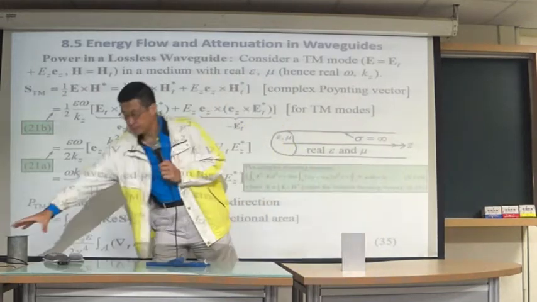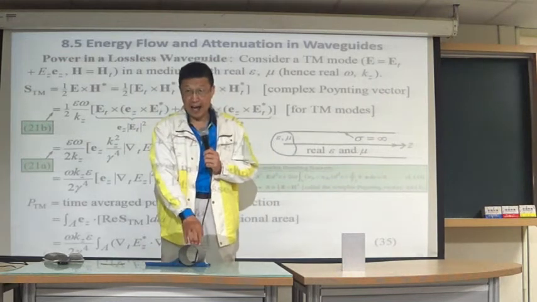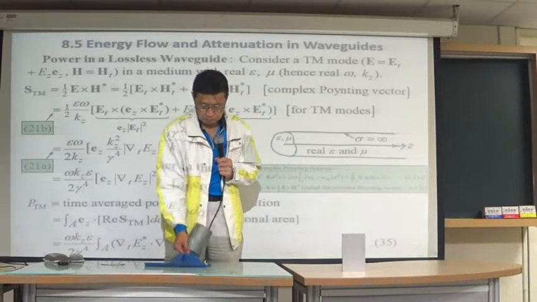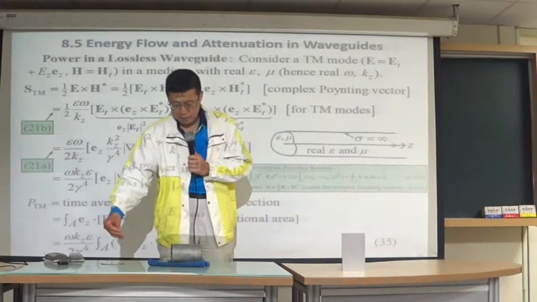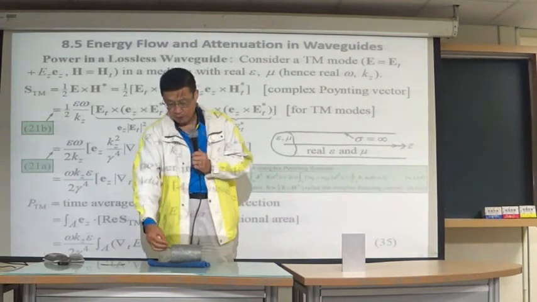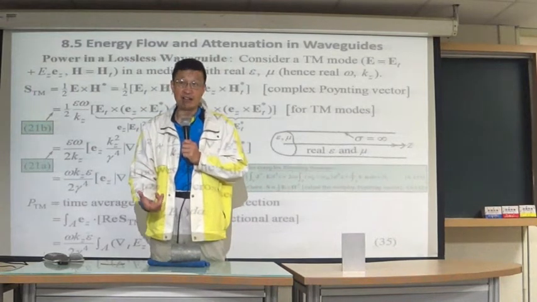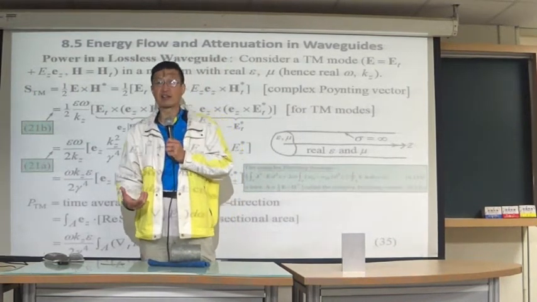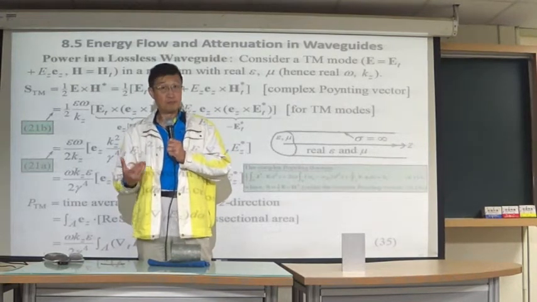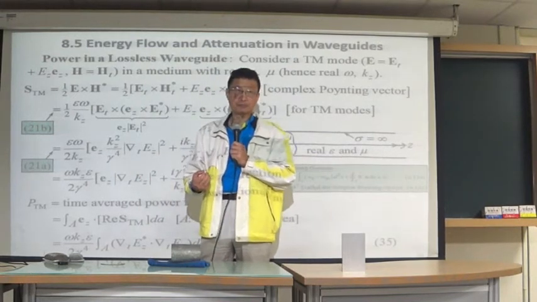Just imagine we have a waveguide, cylindrical waveguide, rectangular waveguide, up to you. We know EM waves can propagate inside the waveguide. So from the E field or B field, we can calculate the Poynting vector, and from the Poynting vector, we can calculate power. Power is energy transfer per unit time.